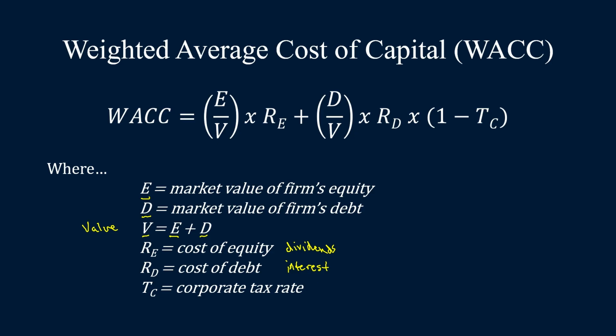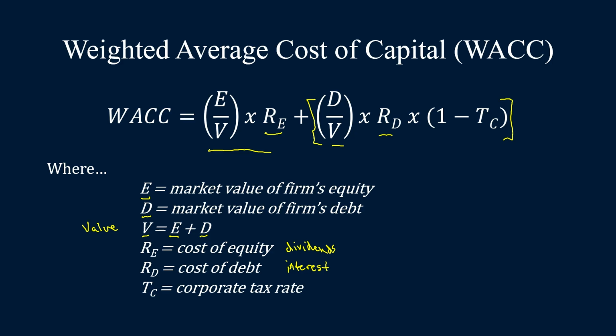So here we have the formula, and we can break it down. This is for the equity side. So we've got the equity divided by the value of the company times the cost of the equity. We're going to add that to the debt over the value of the company times the cost of the debt. And then we're going to multiply that by 1 minus TC. And that's going to be our tax rate, and the tax rate is specifically for the debt.